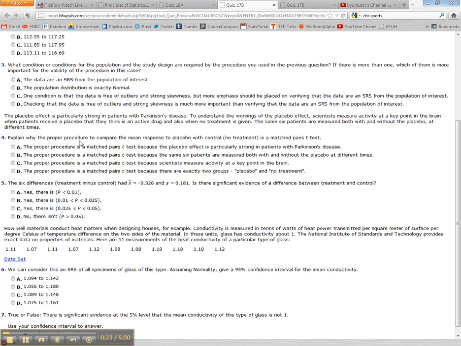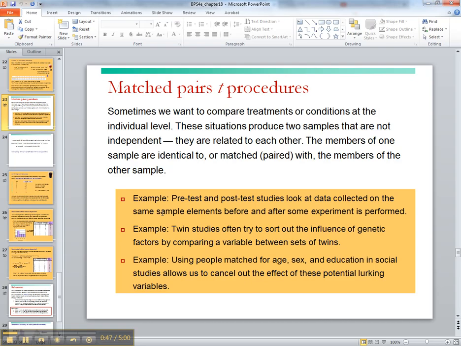Explain why the proper procedure to compare the mean response to placebo with control no treatment is a match pairs t-test. Alright, so when you're looking at problems like these, your two options are, is it a match pair or is it a two sample? So they already told you that it's a match pair, but to clearly understand or explain why this is a match pair, let's look at what match pair is.